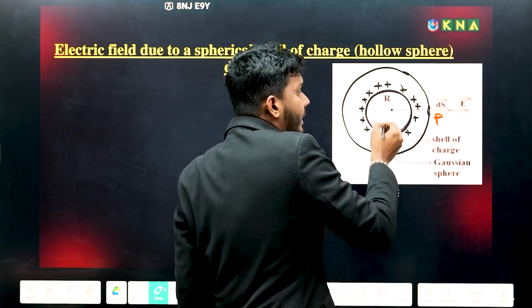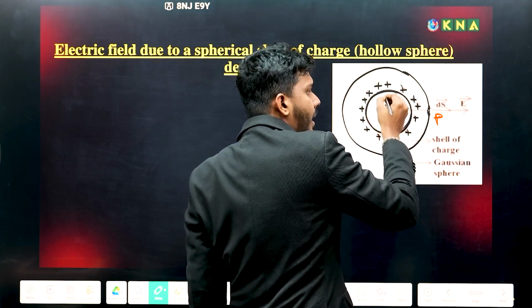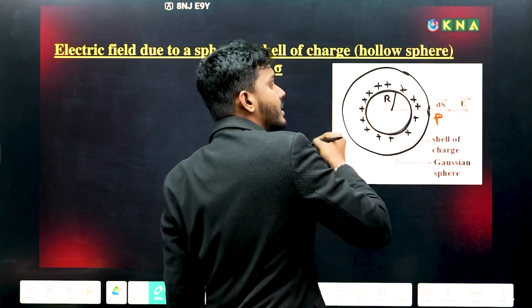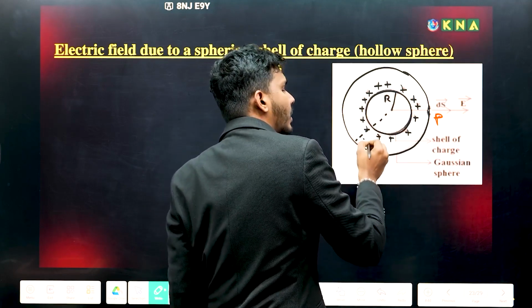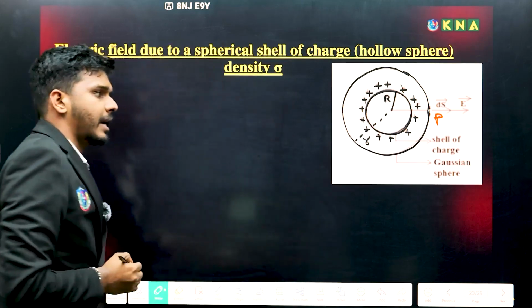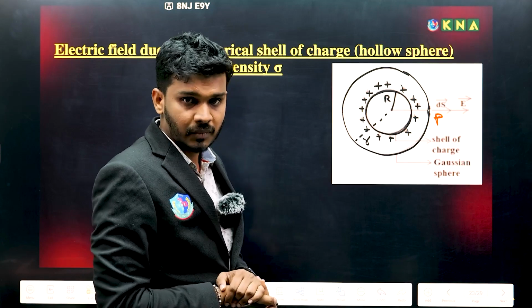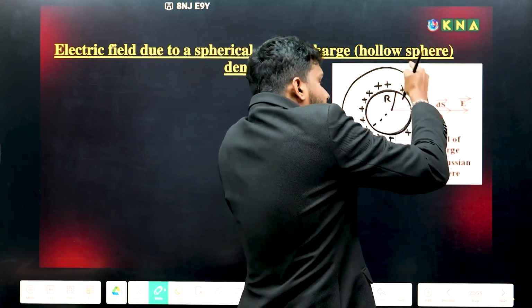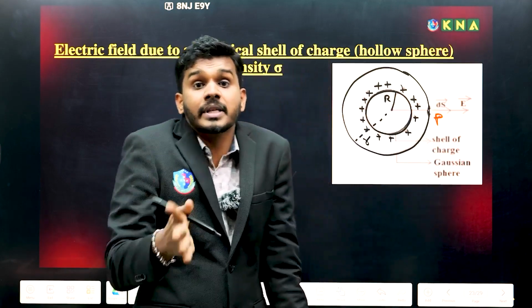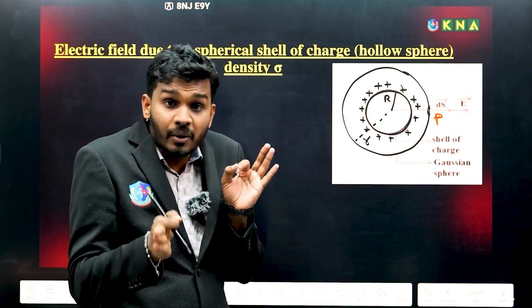Here, the inside radius is capital R and the outside radius is small r. This surface we are considering is called a Gaussian surface.